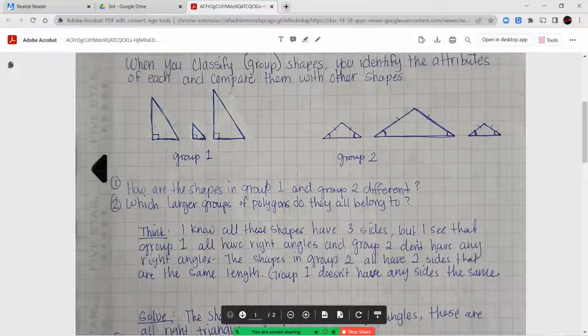The shapes in Group 2 all have 2 sides that are the same length. I put the little tick marks here to show you that these match each other. And they have opposite angles that have the same measurement. Group 2 doesn't have any sides that are the same length.